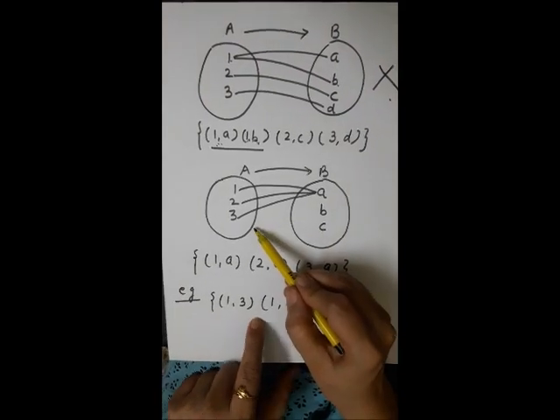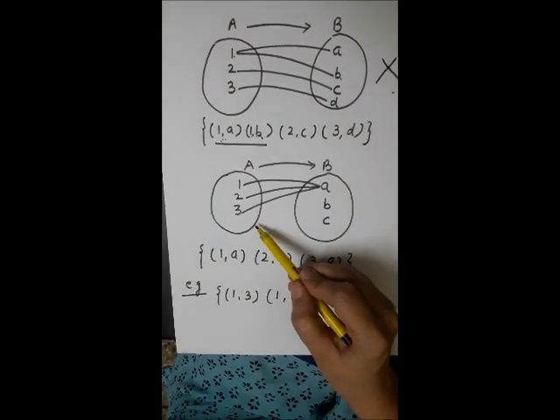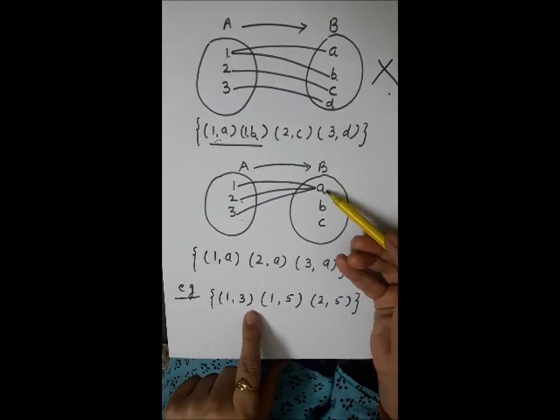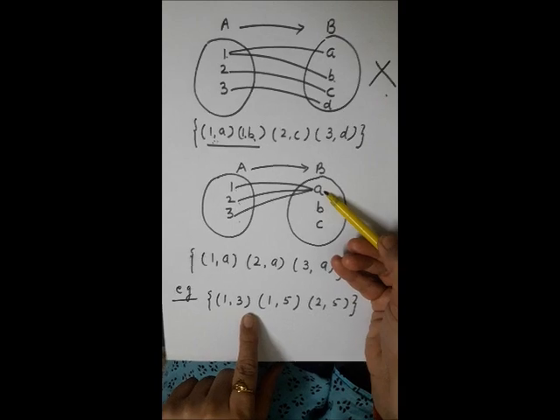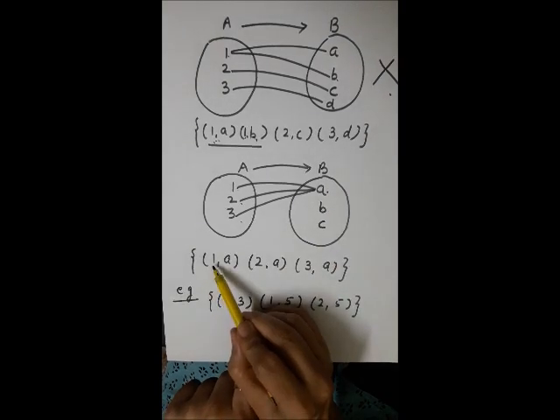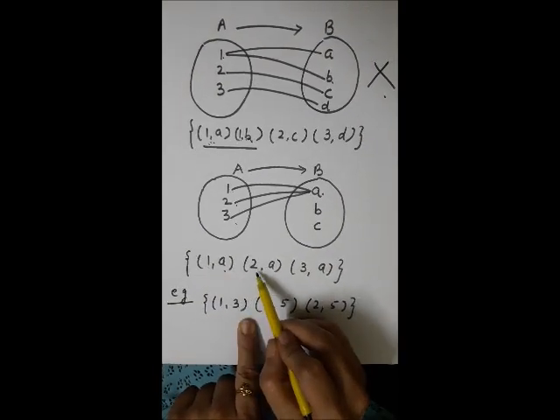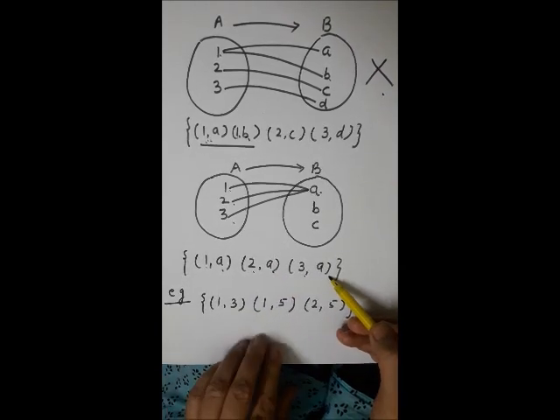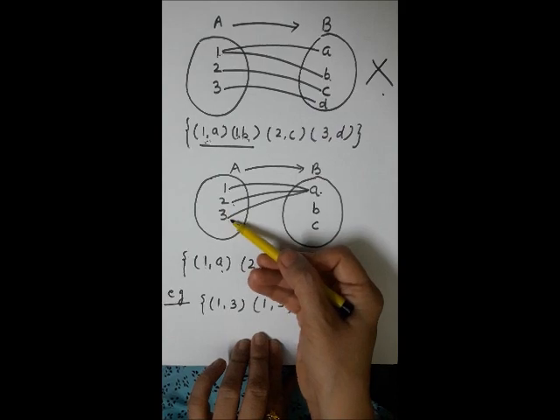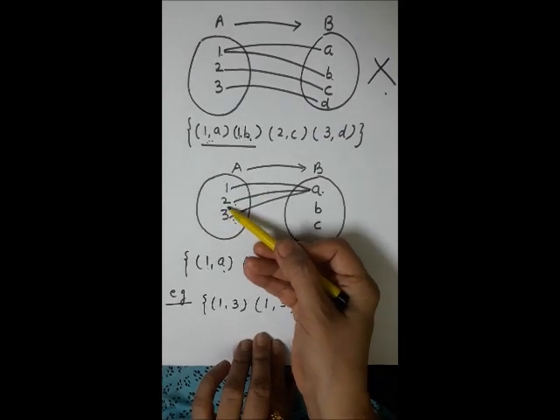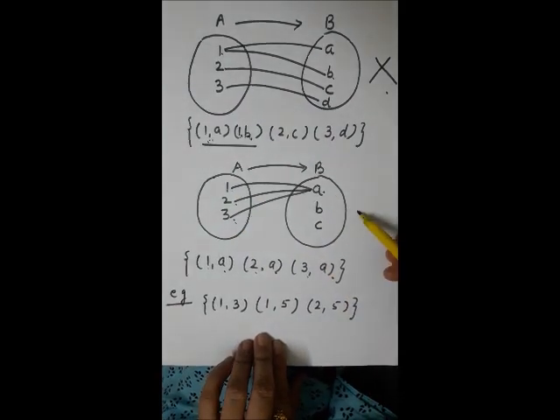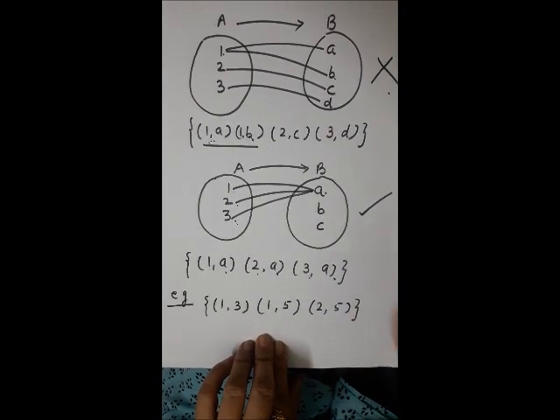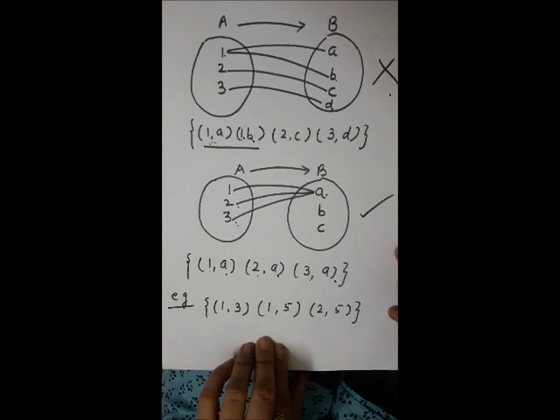Let's consider this Venn diagram, this figure. Elements 1, 2, 3 have the same image A. But we can say 1 has only a single image. 2 has also a single image. 3 has also a single image. Means all elements are associated and all elements have a single image. So it will be a function because it is satisfying the 2 conditions of the definition of function.